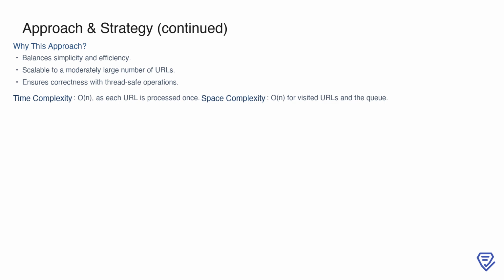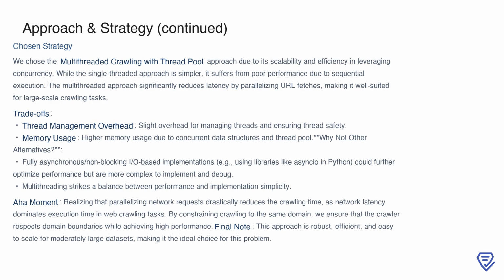The multi-threaded crawling approach using a thread pool was chosen because it effectively leverages concurrency to address the inefficiencies of the single-threaded method. While the sequential approach is simpler, its poor performance due to network latency makes it unsuitable for large-scale tasks. The multi-threaded approach, on the other hand, achieves significant performance gains by parallelizing URL fetches, making it scalable for larger datasets. There are trade-offs to consider, such as the overhead of managing threads and the higher memory usage associated with concurrent data structures. However, these are outweighed by the benefits of reduced crawling time and resource efficiency.